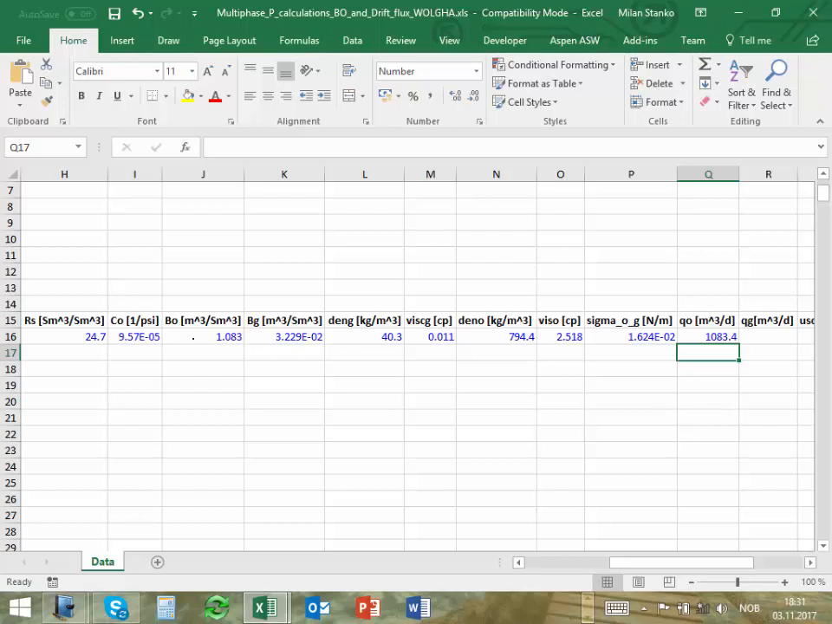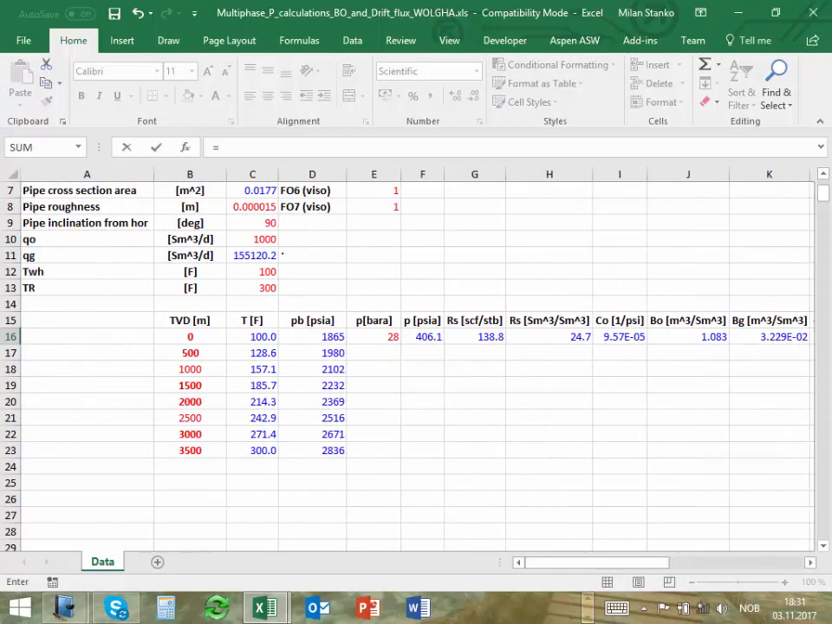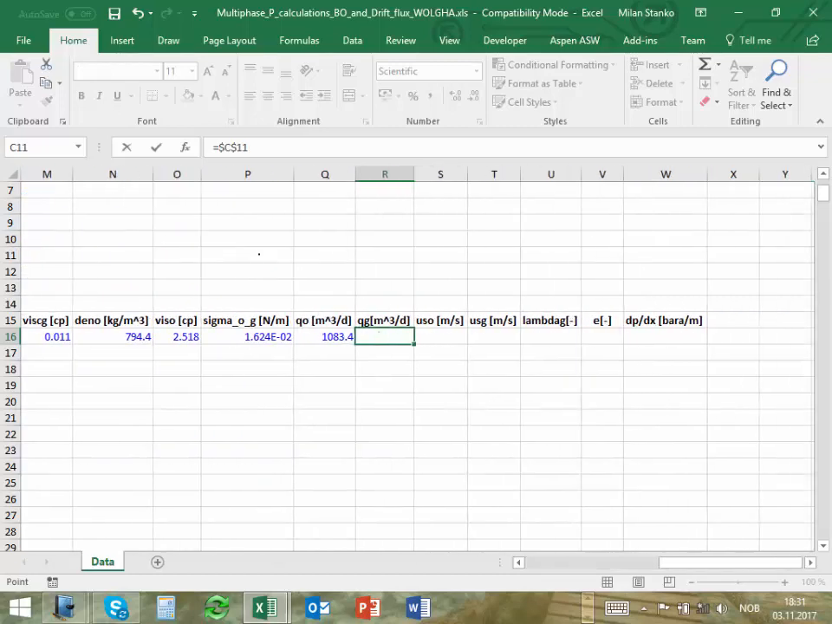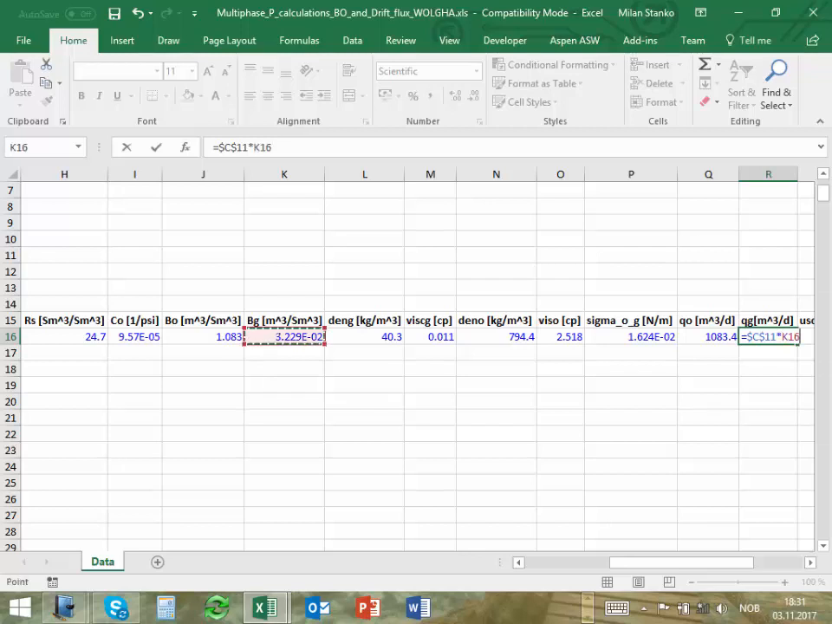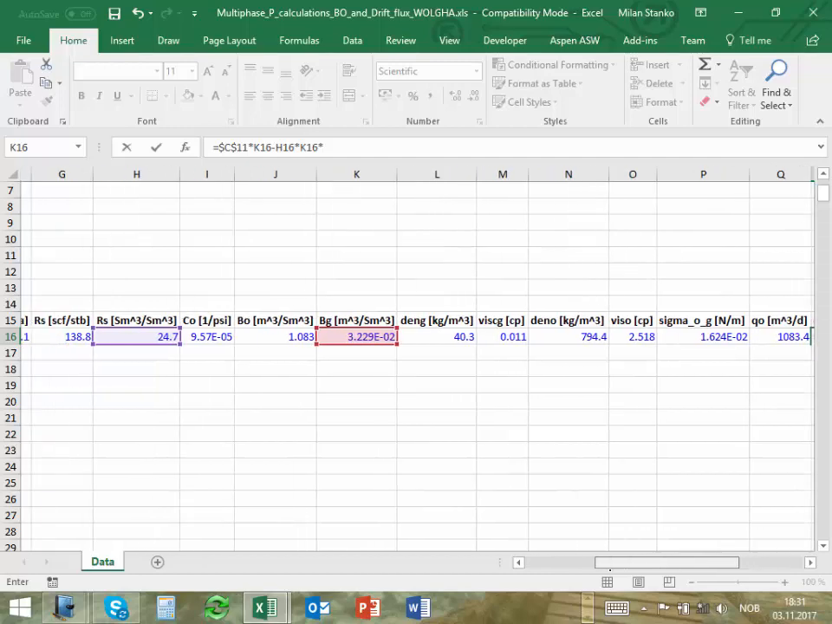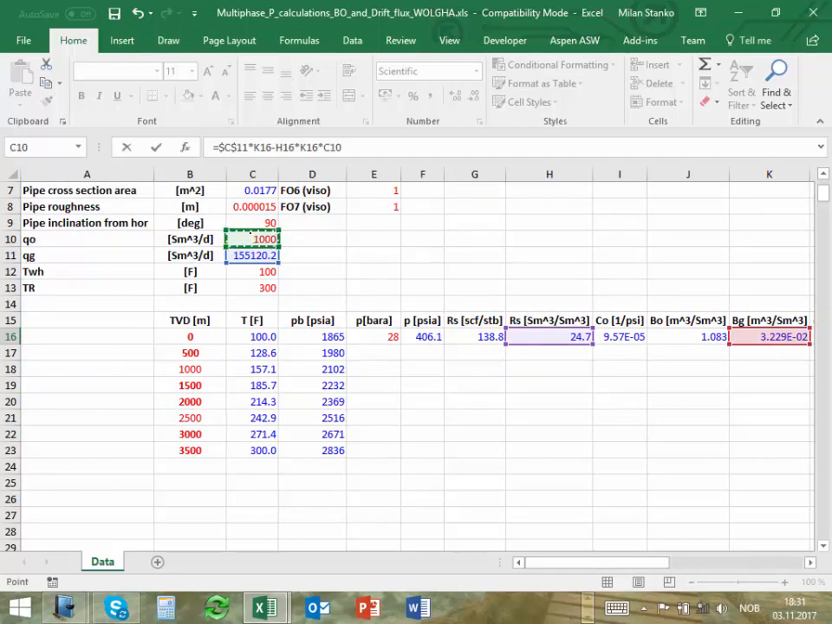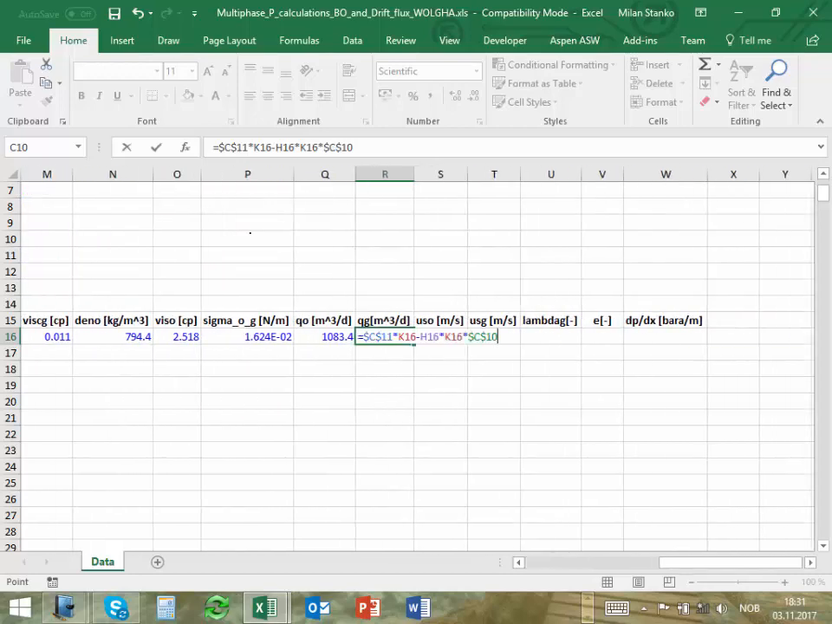Then when I'm at a higher pressure, the rate is 1083, which makes sense, since some gas vaporized from the oil. The Q of the gas is equal to the rate of the gas at standard conditions, this one here, which I'm going to block, times the BG at that pressure and temperature, minus the RS times BG times the rate of oil. And I freeze that. I hope I didn't make any mistake.